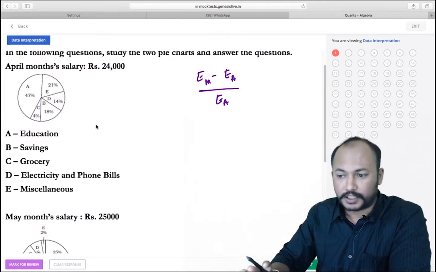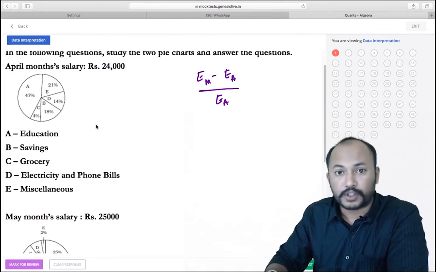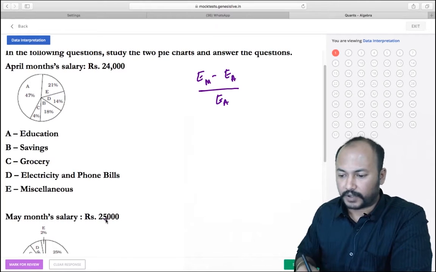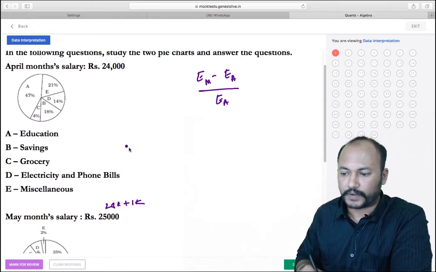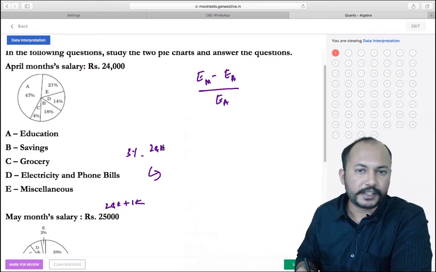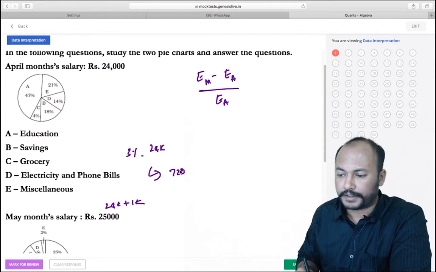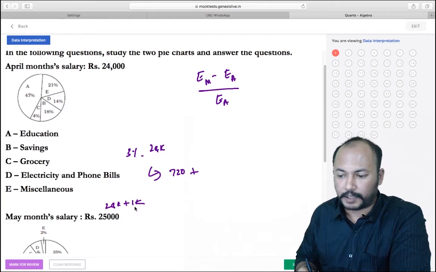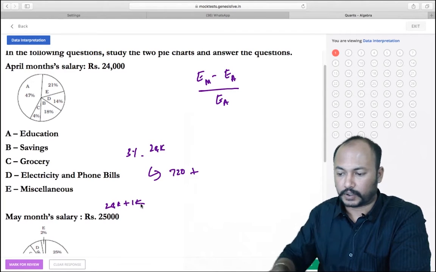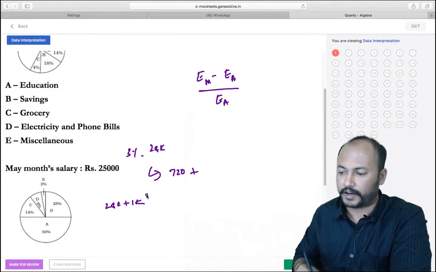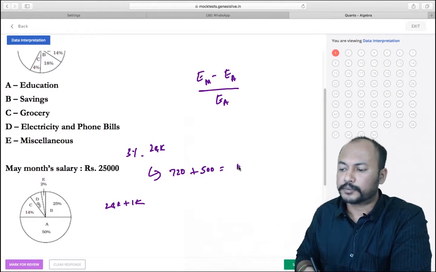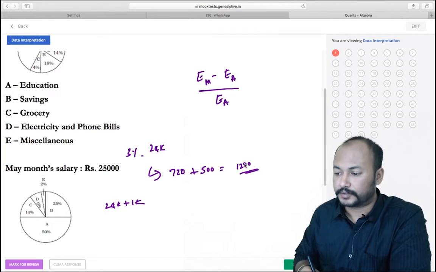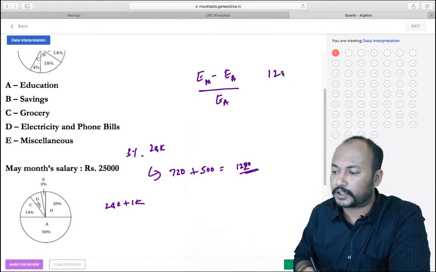Shortcuts in terms of calculation, Vedic maths, whatever, that is going to be very useful. 25,000, I will convert this as 24K plus 1K. So then the difference will be 3% of 24K. 3% of 24K: 1% of 24,000 is 240, into 3 is 720. 720 plus 3% of 1K, so 50% of 1K is 500. This becomes 1,220. So the numerator is 1,220.